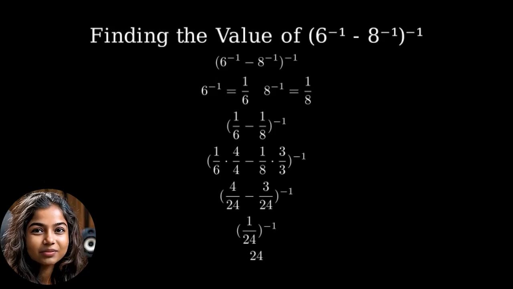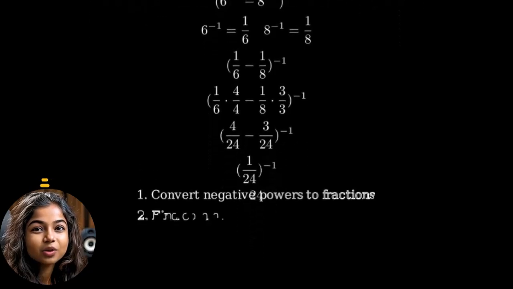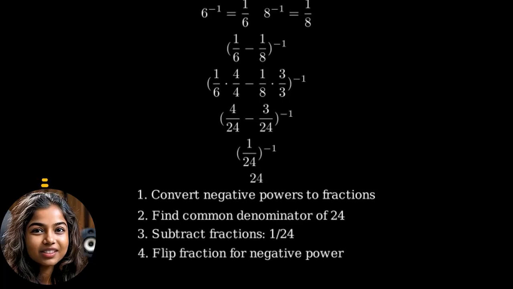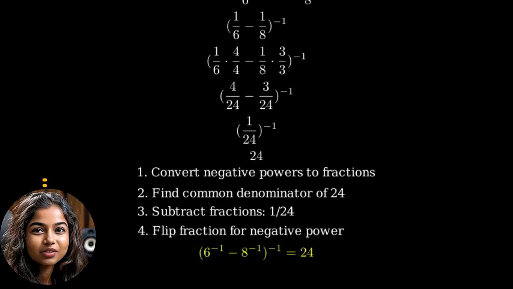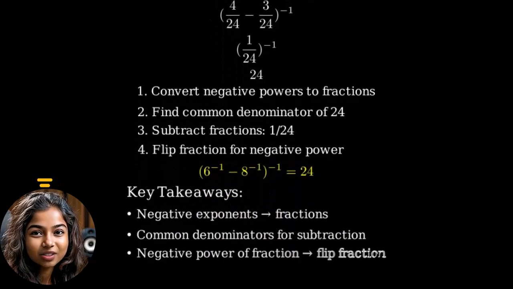Let's verify this is correct by checking our steps. We converted negative powers to fractions, found a common denominator of 24, subtracted the fractions to get 1 over 24, and finally flipped the fraction when we raised it to the negative first power. Therefore, the value of 6 to the negative first power minus 8 to the negative first power, all raised to the negative first power, equals 24. This problem tested our understanding of negative exponents, fraction operations, and the relationship between them. Remember, when working with negative exponents, converting to fractions often makes the problem easier to solve.